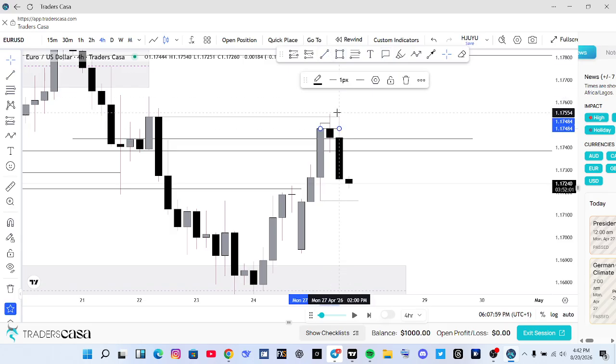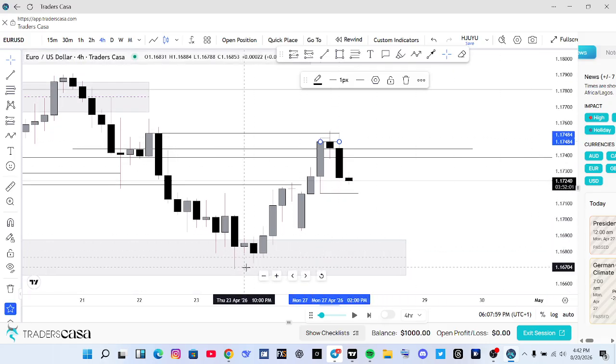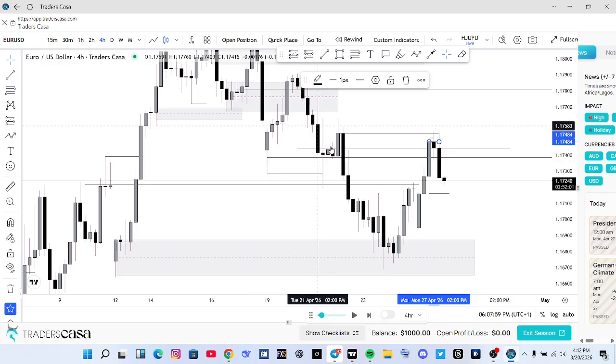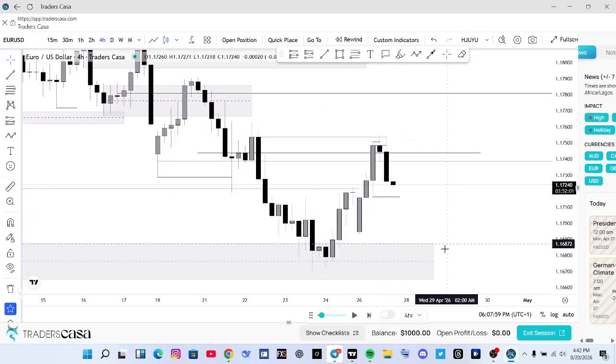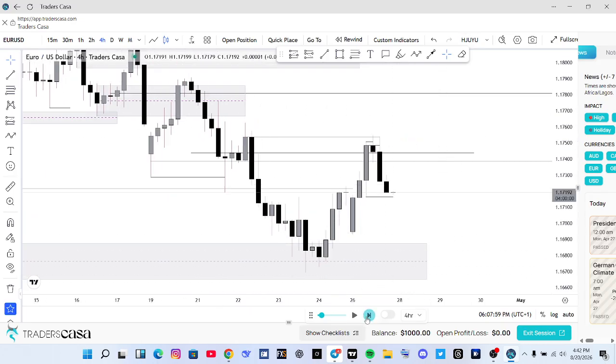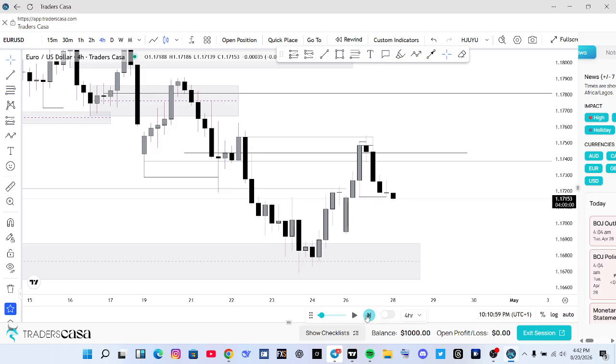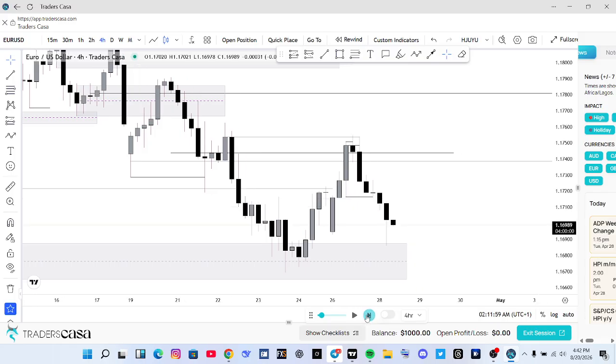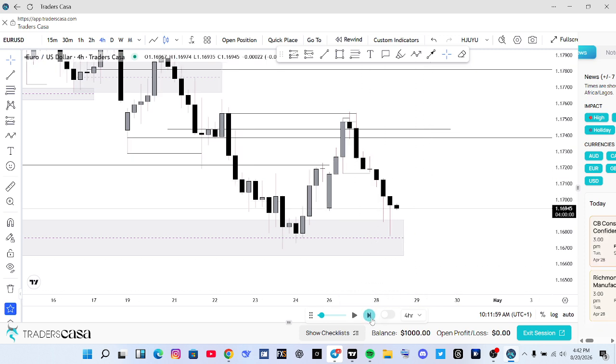My stop loss will be around here. My first target will be here, and then here, and then this last low. Since I know that structure is bearish, let's continue. Okay, first TP. So you see how we are getting our direction just based on structure.